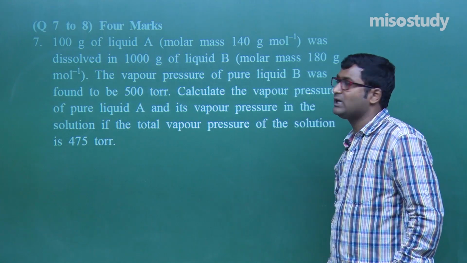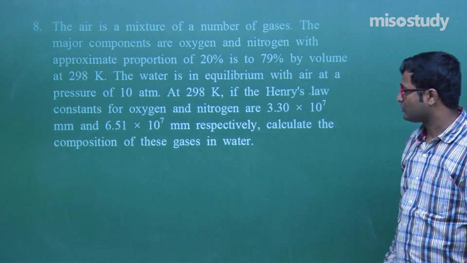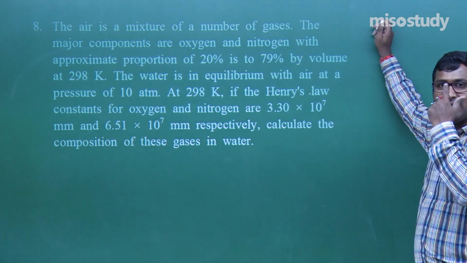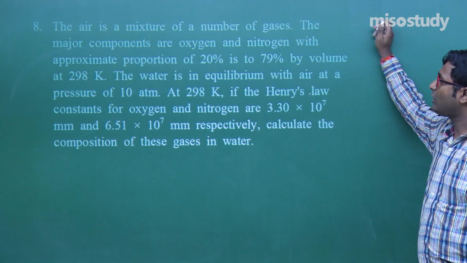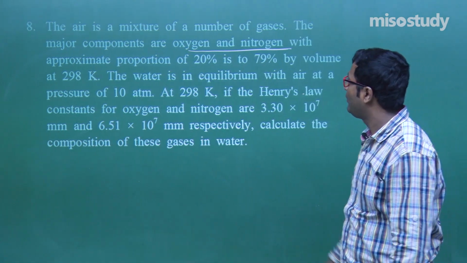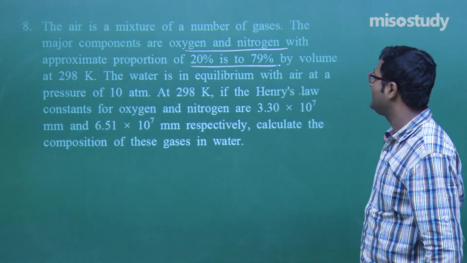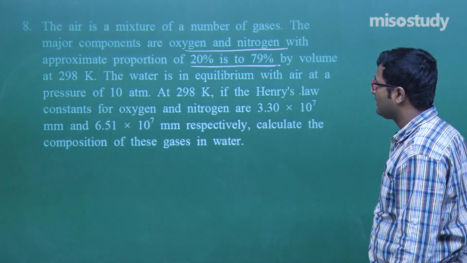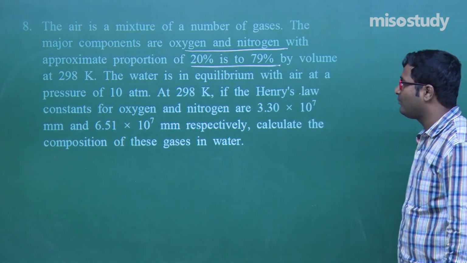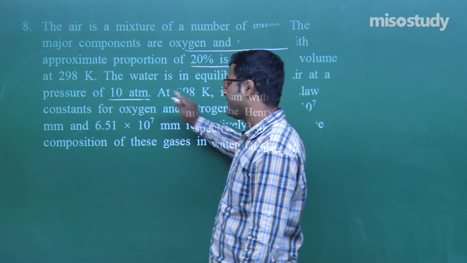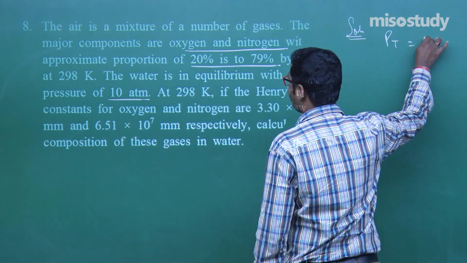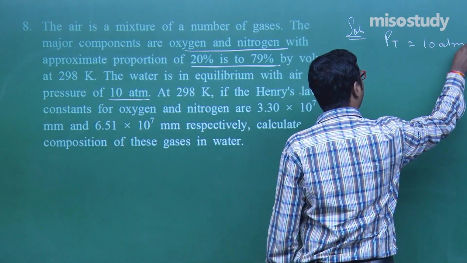Now let's move to the next question. This is again a lengthy question, listen carefully. The air is a mixture of a number of gases. The major components are oxygen and nitrogen with approximate proportion 20 and 79, okay, at 298 Kelvin. The water is in equilibrium with a pressure of 10 atm, okay, that is given here. The total pressure that is given is 10 atm, okay.